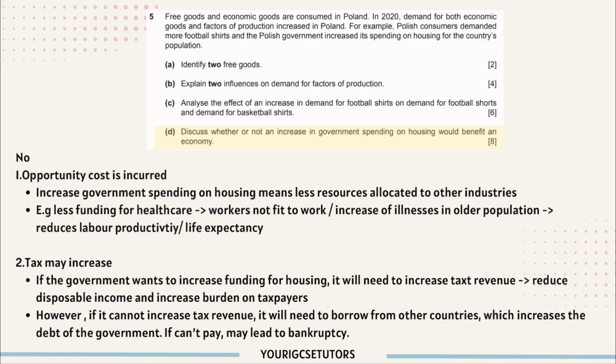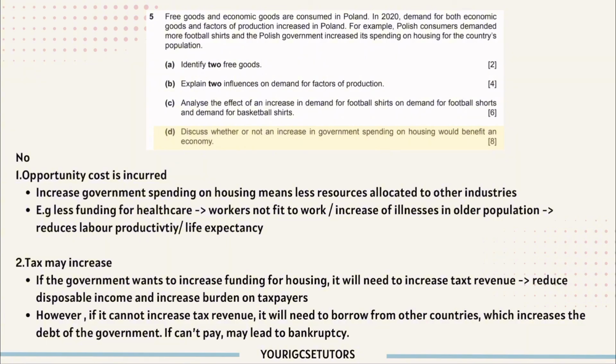Okay, so increased government spending on housing means less resources allocated to other industry. For example, less funding for healthcare. Or you can talk about education or other welfare benefits. For example, unemployment benefits. Okay, in this case, we talk about healthcare first. So less healthcare means workers, when they are not fit to work, can't receive healthcare service. So this reduces the labor productivity. Or you can talk about this will increase the illnesses in older population.